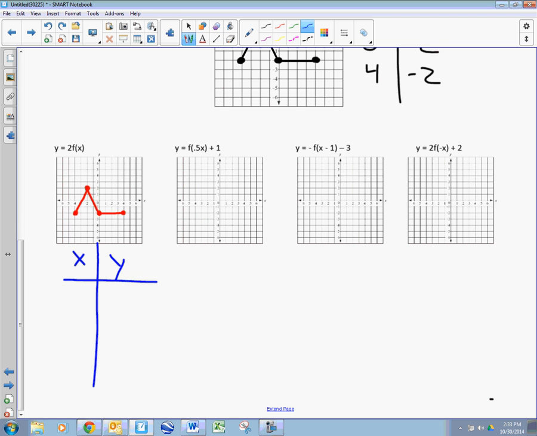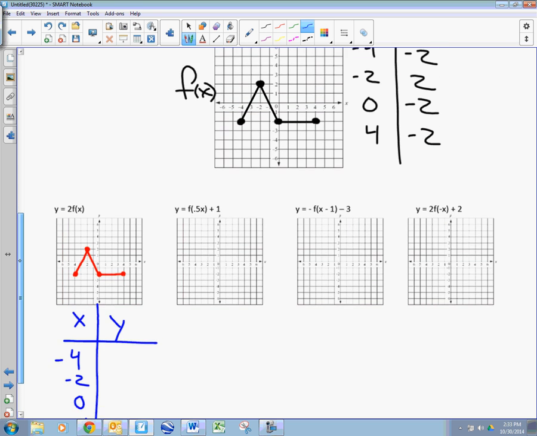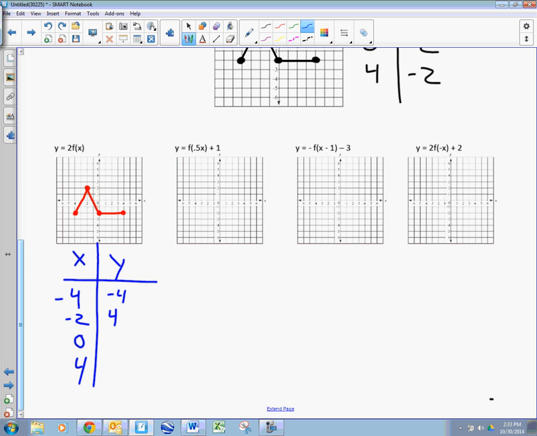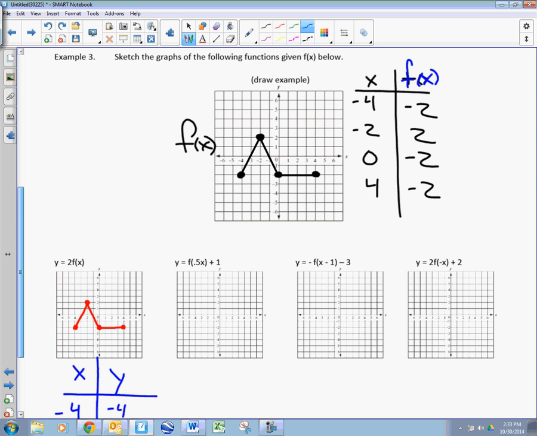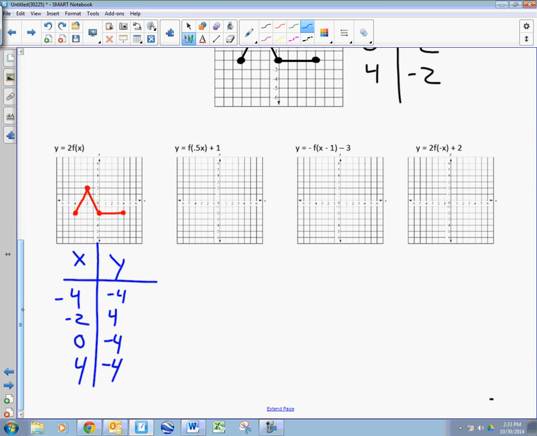It does nothing to the x values. So the x values stay -4, -2, 0, 4. Those are the values that we had, correct? But the y values, what do you think we do to those? We multiply by a factor of 2. So let's do that. Take your y values, and we're going to have -4, +4, -4, and -4. I multiplied my y values here by 2.